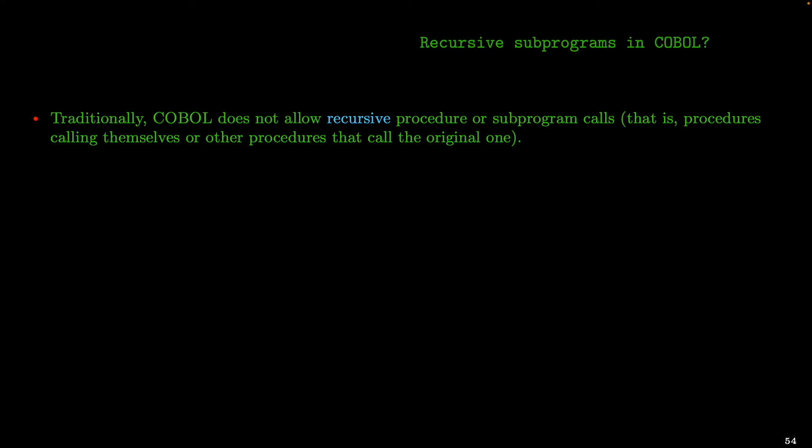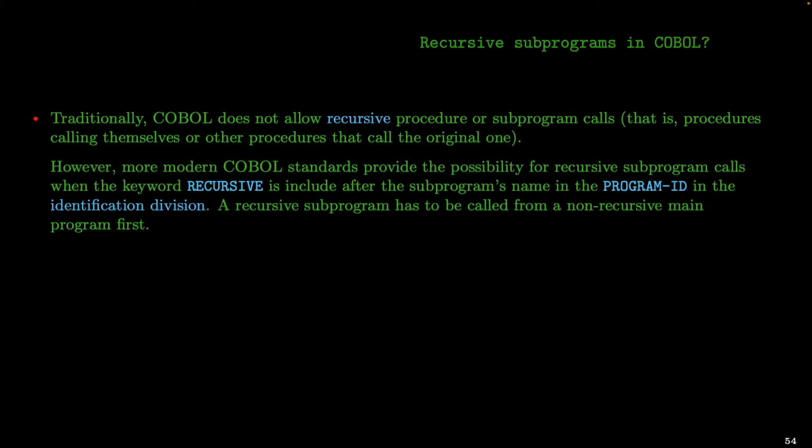An interesting question on COBOL subprograms is actually if we can write recursive subprograms. So procedures that call themselves or that call other procedures that call the original one. And traditionally COBOL did not allow us to do this. But the more modern COBOL standards provide the possibility to do this, and you can do it by explicitly declaring your subprogram to be recursive.